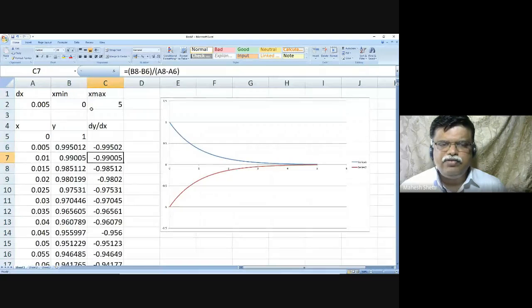And yes, you observe the derivative. You look at this function. The blue function is e raised to minus x. And what is derivative of e raised to minus x? Minus e raised to minus x. So you see the mirror image. Okay, minus e raised to minus x.